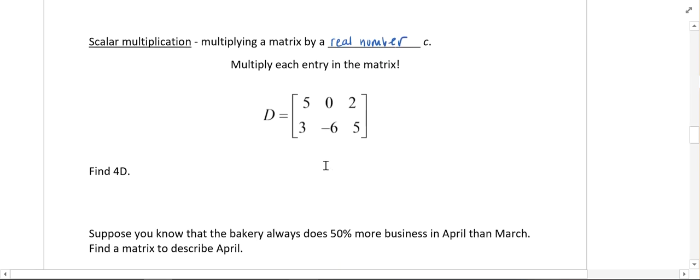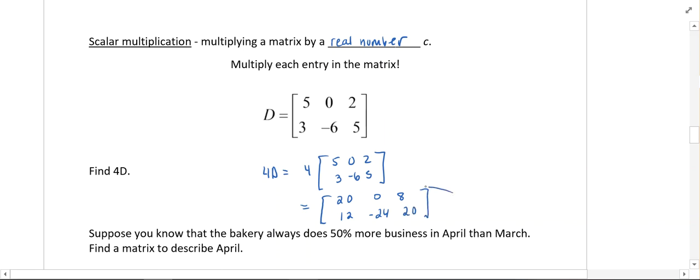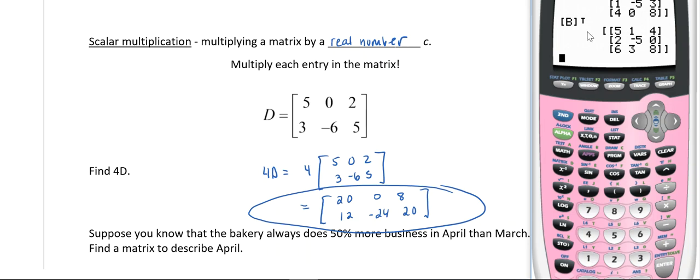So basically what you'll do is multiply each entry in the matrix. If I have this matrix 5, 0, 2, 3, negative 6, 5, when I want to find 4D, I'm going to take 4 and multiply it by all of the pieces. It's kind of like distributing it: 20, 0, 8, 12, negative 24, and then 20 again. Done. Okay, I'm just going to work with this B for a moment.